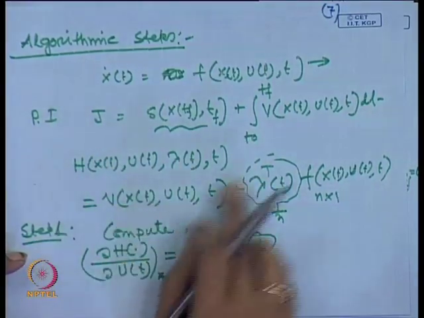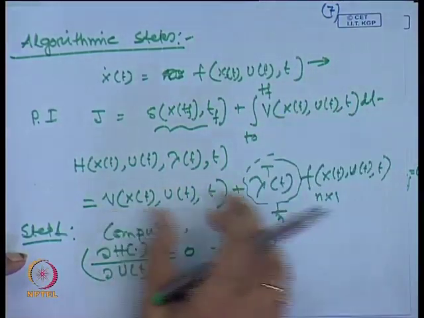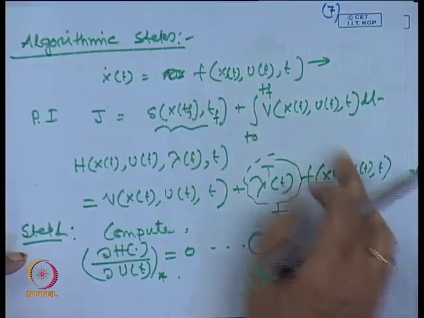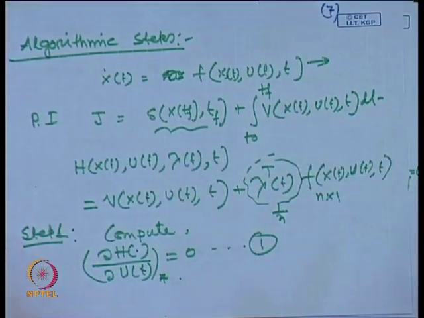That Hamiltonian function is nothing but the integrand part of this integral plus the Lagrangian multiplier times f of x. You have seen how we have converted a constrained optimization problem into an unconstrained optimization problem using what is called the Lagrange multiplier technique. So, this is that Hamiltonian function.